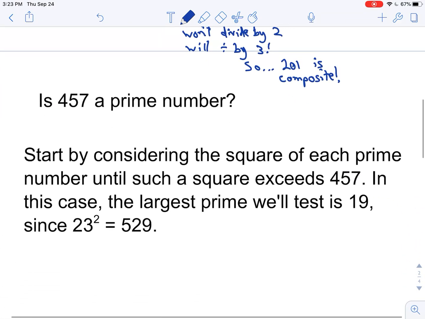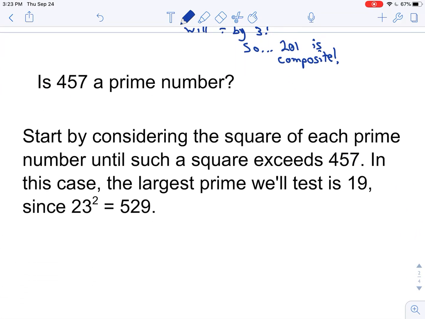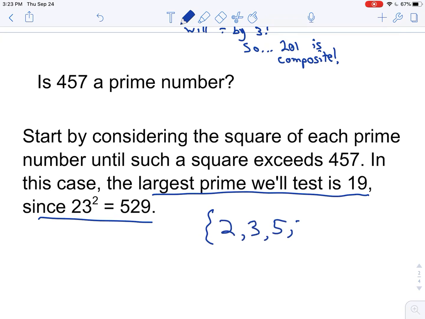Relatively simple. All right, what about 457? Is this a prime number? Well, we're going to start by considering the square of each prime number until such a square exceeds 457. In this case, the largest prime we're going to test is 19, because 23 is the next prime number, and when I square that, I get 529. That's too big. So let's just consider the set of numbers 2, 3, 5, 7, 11, 13, 17, 19.